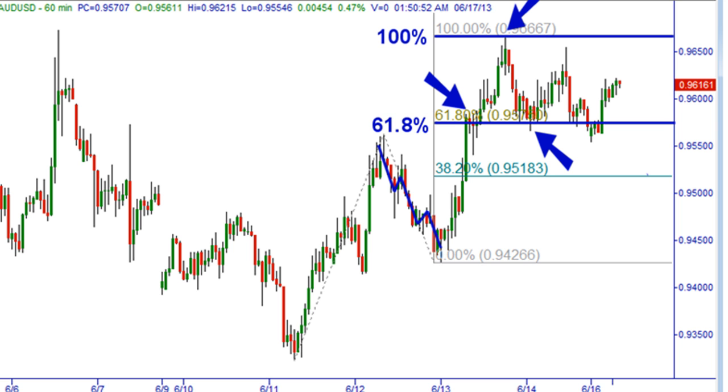In this example though, it gives a good indication of how the 61.8% extension level can serve as some initial resistance, and then we see a continuation move that takes it into that 100% extension level before we see a larger correction once again take place.